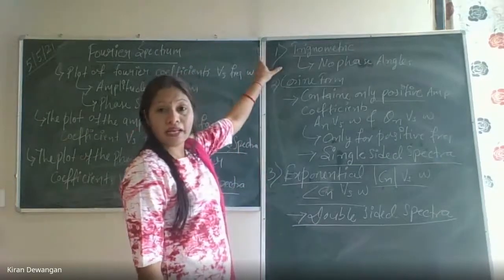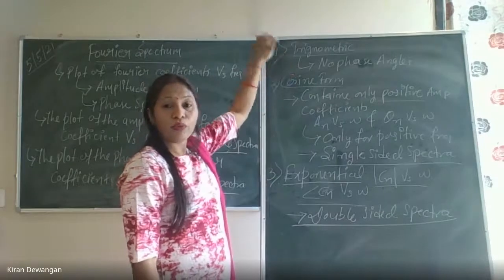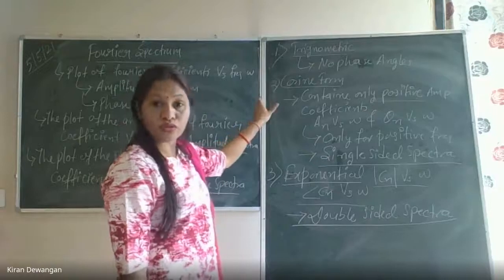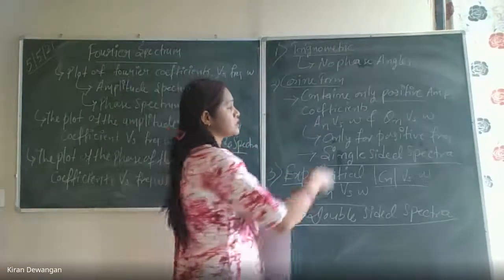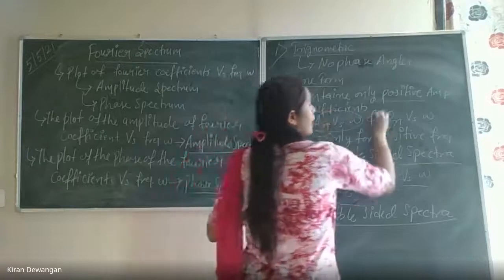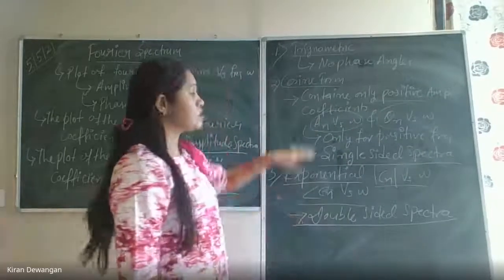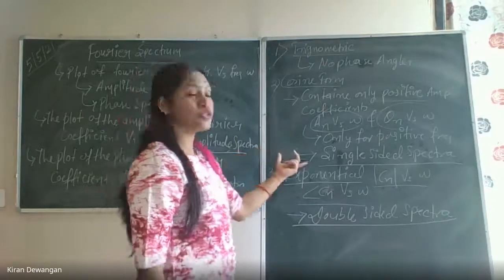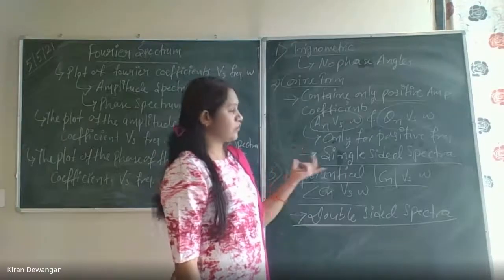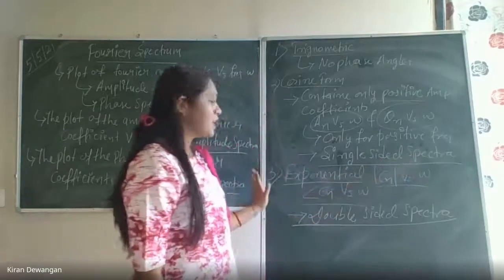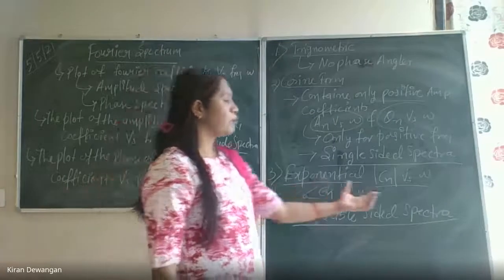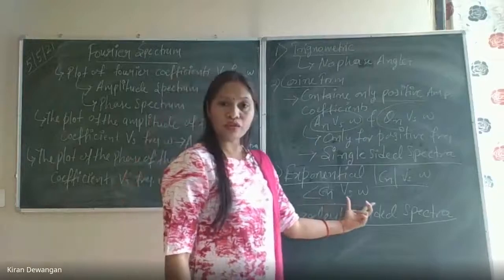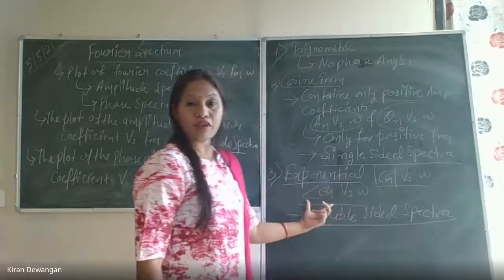So here we have got a clear picture of which plot we get where. In the cosine form, we can plot the magnitude and the phase, an versus omega and theta n versus omega, but it exists only for positive frequencies, and hence we get only single sided spectra. In the exponential case we can plot both, the mod of Cn versus omega and the phase of Cn versus omega. So the magnitude plot and the phase plot can both be plotted.